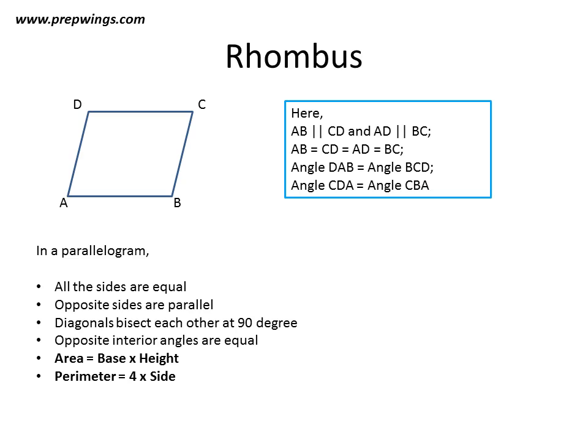Now we look at rhombus. Rhombus is a parallelogram in which all the four sides are equal. So all the sides are equal over here and all the other properties of parallelogram will hold true for rhombus. Area of a rhombus is given by base into height. Also the perimeter is given by 4 into side. An important point to note about rhombus is the diagonals bisect each other at 90 degrees in a rhombus.